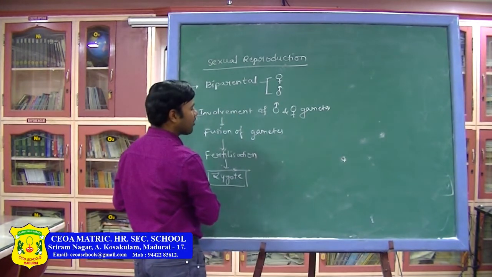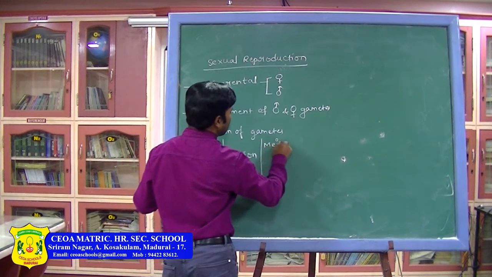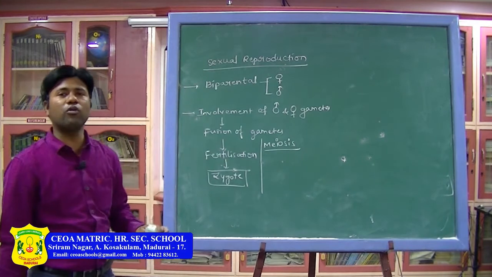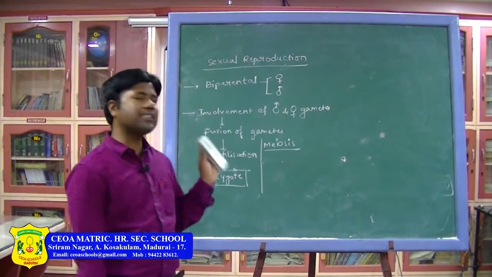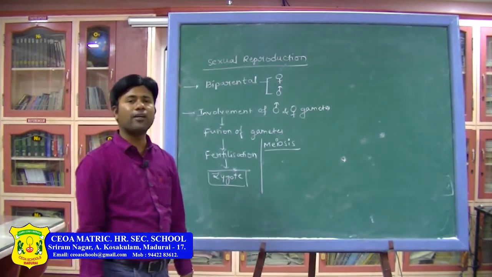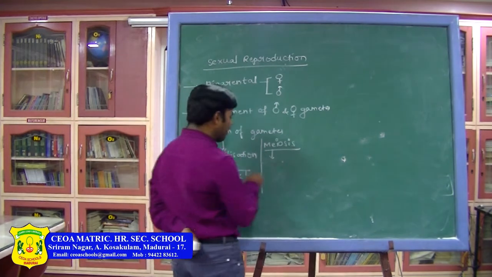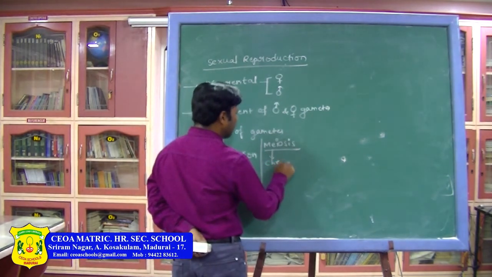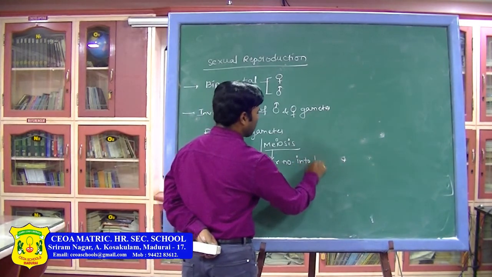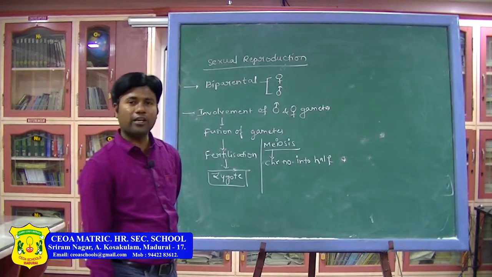Then what process is involved here? In gamete formation, what cell division is involved? Meiosis cell division is involved. Whereas in the asexual mode of reproduction, mitosis cell division is involved, here meiosis is involved. What is the role of meiosis? Meiosis cell division reduces the chromosome number into half.